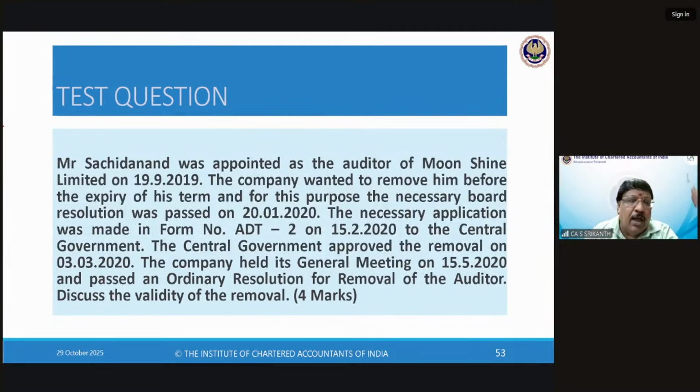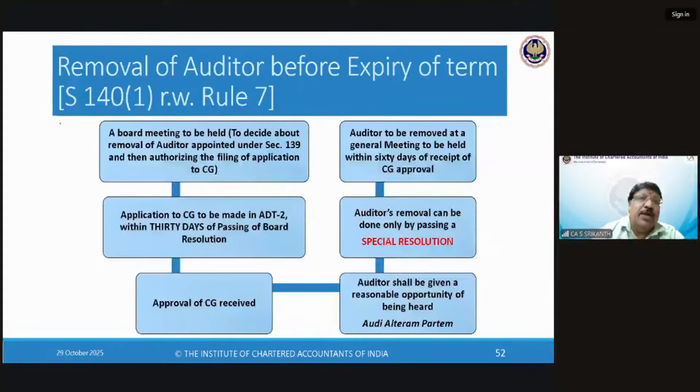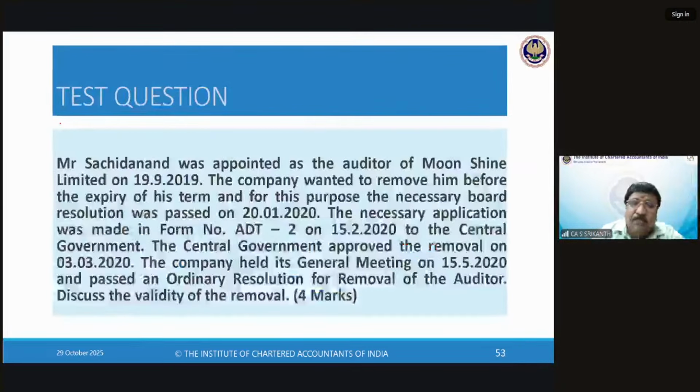The central government approved the removal on 3/3. And the company held a general meeting on 15/5, passing an ordinary resolution. Then, this is where you get your 4 marks, sir. You write this: according to Section 140 of the Companies Act, the auditor shall be given an opportunity, and a special resolution is needed. Therefore, since the company has passed an ordinary resolution and not a special resolution, the removal of the auditor is not valid.